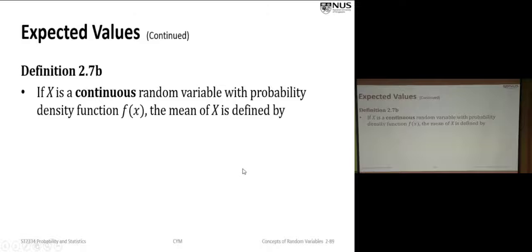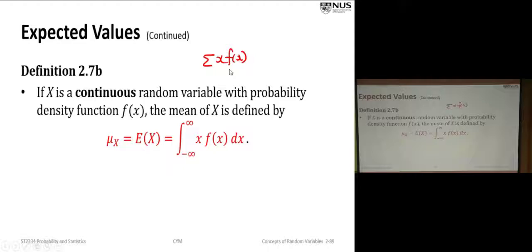Okay, for continuous, instead of doing summation, we do integration. For the discrete case, it's like this. So for the continuous case, we replace this summation by integration. Do the integration from minus infinity up to infinity. All right? So that is the definition for the expected value for x, random variable x.